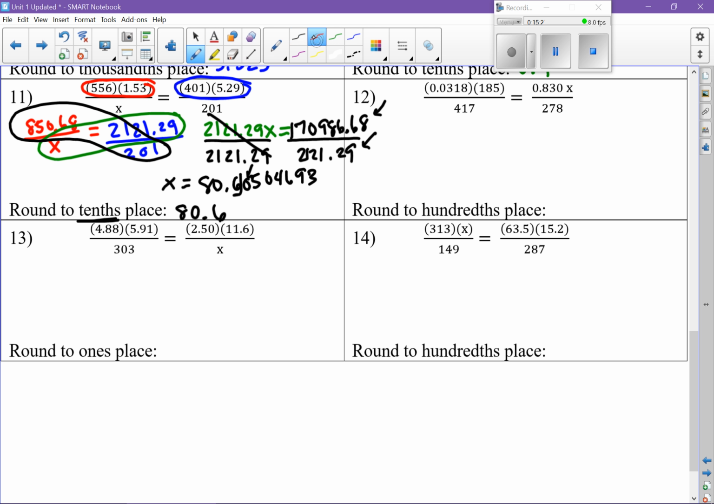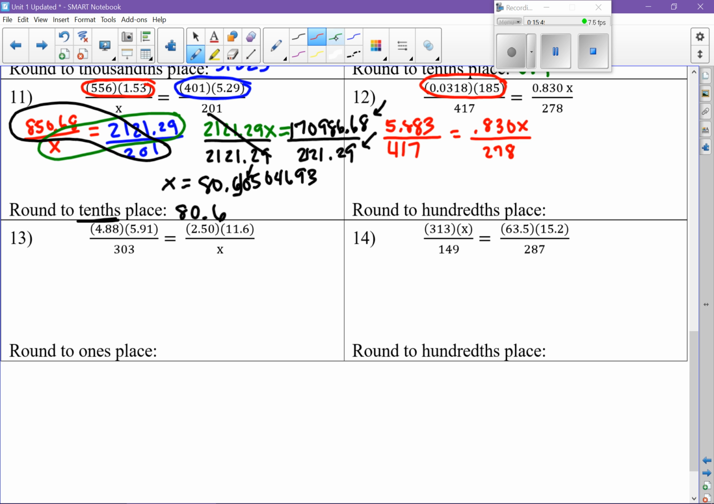Alright, another big one with lots of fractions. So again, combine your like terms. First I would multiply those two numbers together. When you do that, you're going to get 5.883. Leave everything else. I'm going to keep the 417. Everything's already combined on the other side.